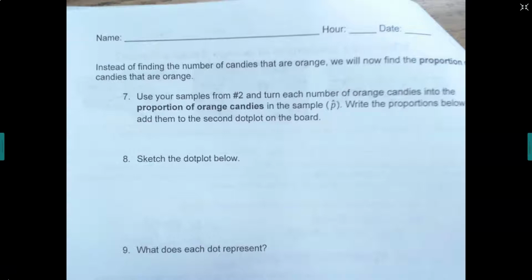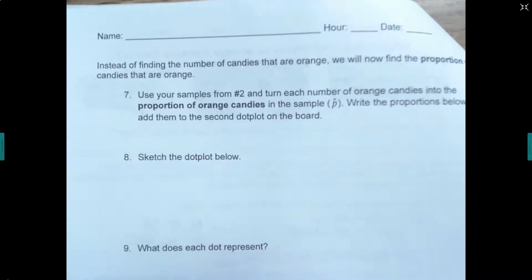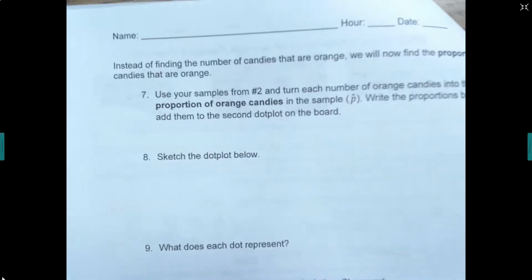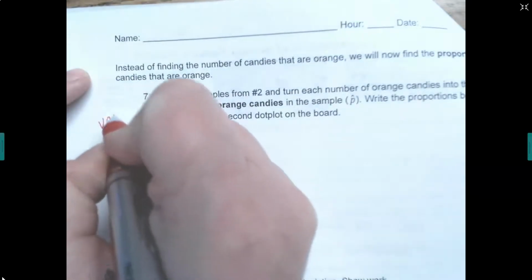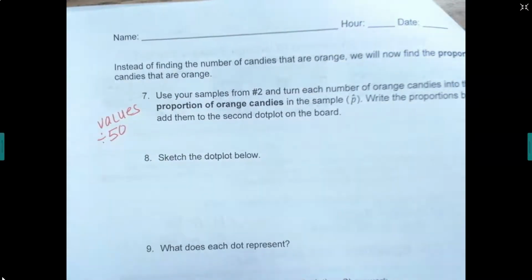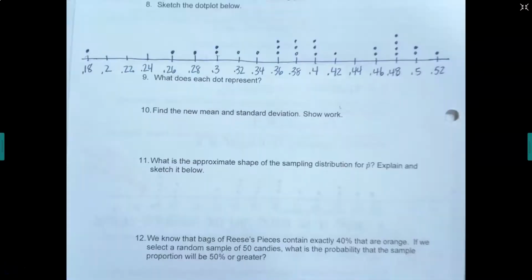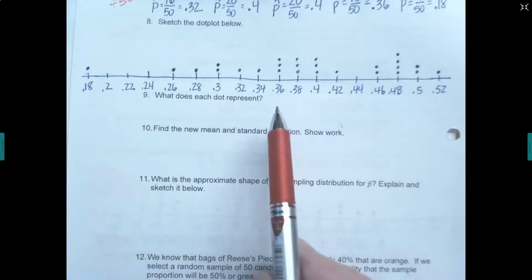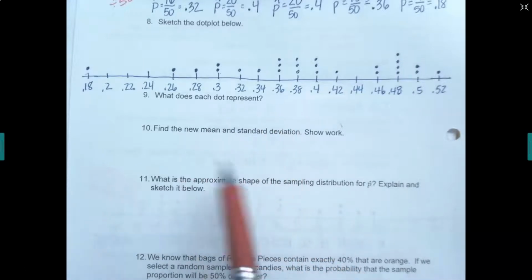All right, so on the back, instead of finding the number of candies that are orange, we're going to talk about the proportion of candies that are orange. So we're going to use our samples from number 2 and turn each of the numbers into a p-hat. To do that, you are going to take each of the values and divide them by 50 to get our p-hat. Here is our dot plot where I have converted all of the numbers from the front into their percentages. You take each value and you divide it by 50.